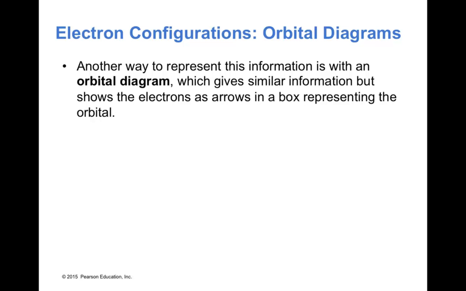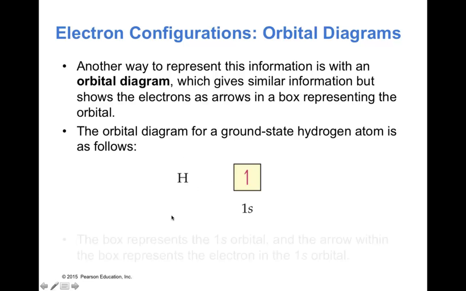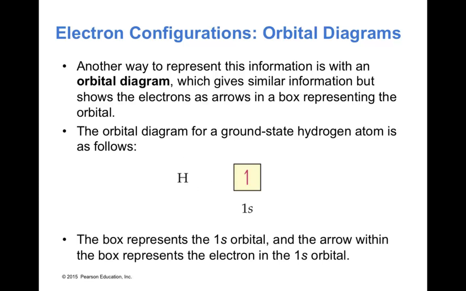Another way to represent this information is with an orbital diagram, which gives similar information but shows the electrons as arrows in a box representing the orbital. The orbital diagram for a ground state hydrogen atom is as follows. So here we have the orbital 1s with just the one electron that hydrogen has. The box represents the 1s orbital, and the arrow within the box represents the electron in the 1s orbital for hydrogen.